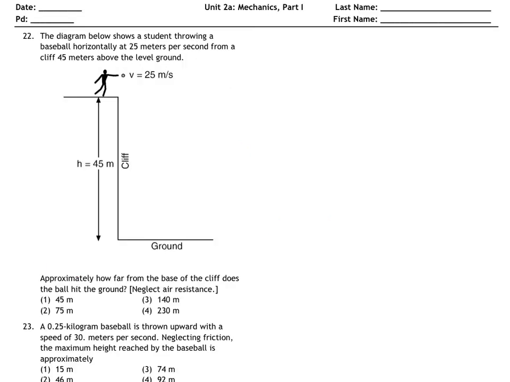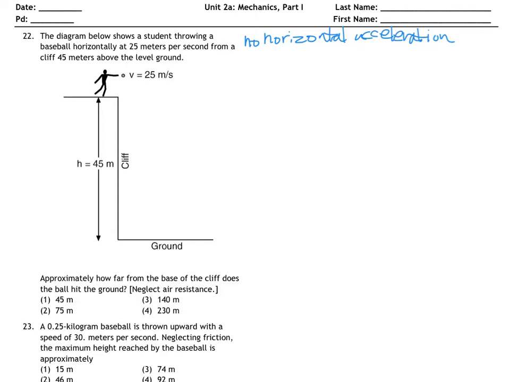I really have a love-hate relationship with this question. I love it because it shows deep understanding of these physics questions, and I hate it because it's a two-step question. There's just no way around it. It asks approximately how far from the base of the cliff the ball hits the ground. That's a horizontal question, and I know that horizontally the ball doesn't change its speed throughout its flight. It doesn't have any acceleration horizontally.